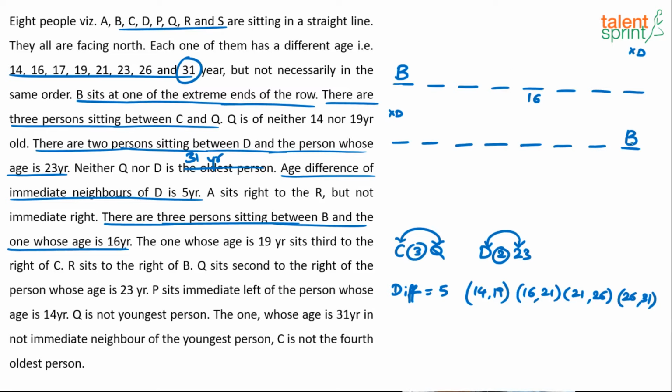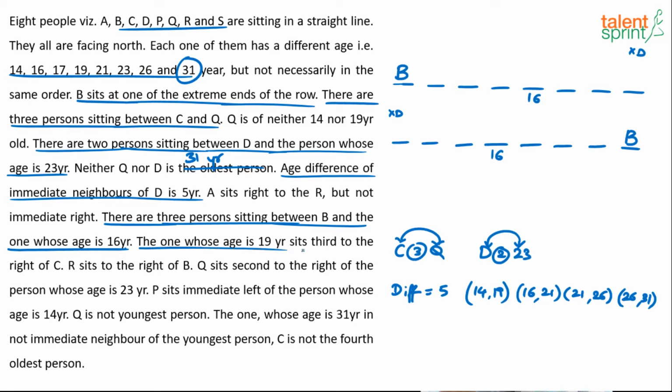Likewise, in case 2, B is here. So 1, 2, 3 persons, and then this guy has to be 16-year-old. So 3 persons between B and 16 years. Anything else with respect to 16 years here? No, nothing else. The one whose age is 19 years sits third to the right of C.